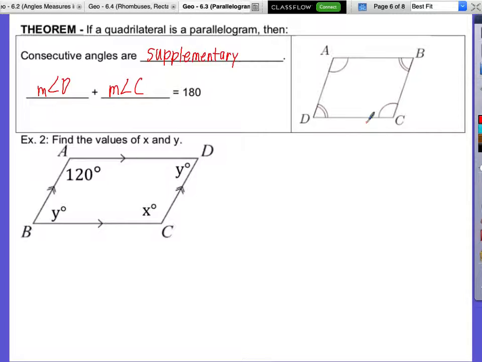On example 2, what kind of shape do we have? A parallelogram. How do we know it's a parallelogram? What are we told in the picture? The arrows mean they're parallel. So we're told that both pairs of opposite sides are parallel, so we have a parallelogram. I want you to try and find y and x using this theorem we just learned, and you might use one of those theorems we did right before it.